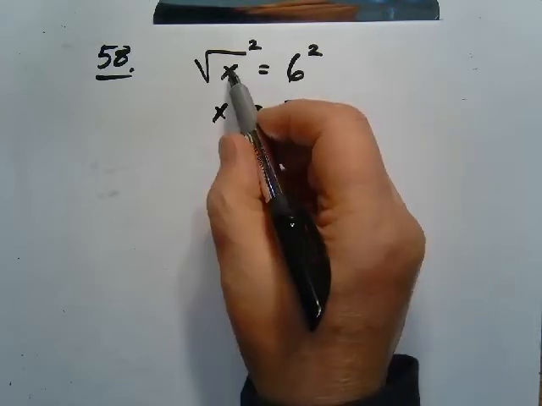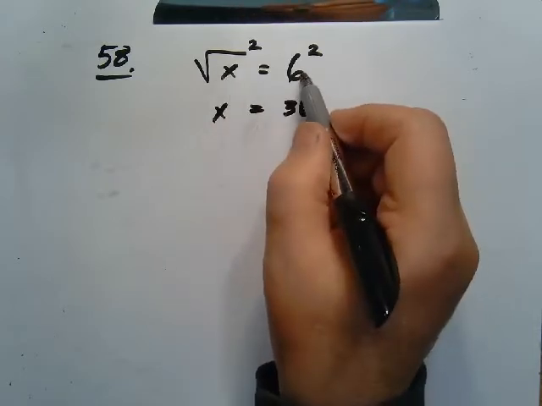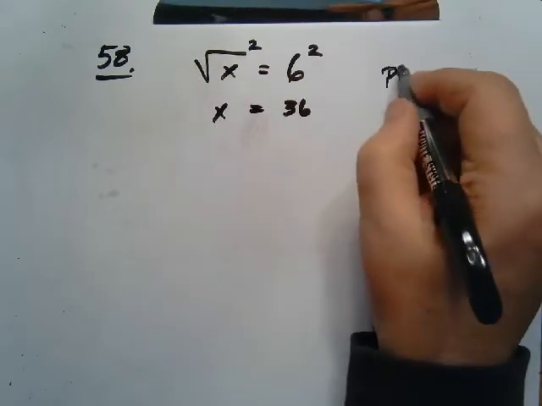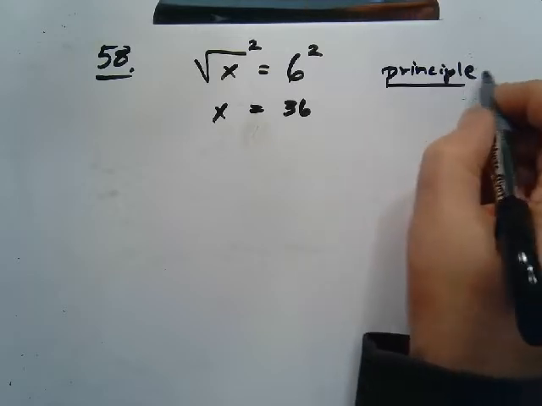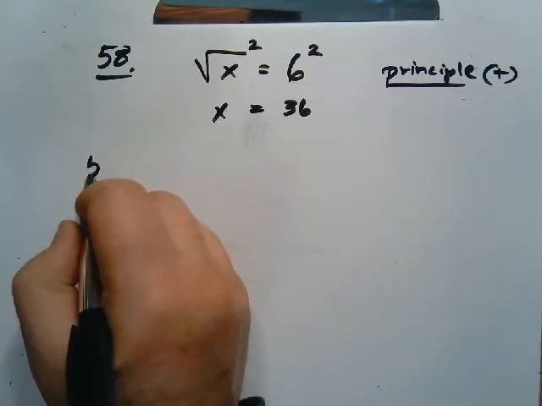Now if I put that 36 back in the original problem, the square root of 36 is 6. By the way, remember, if there's no sign out in the front, you're just looking for the principal square root, just the principal one. That means the positive one, okay? Number 59.